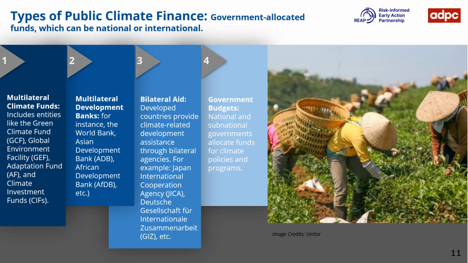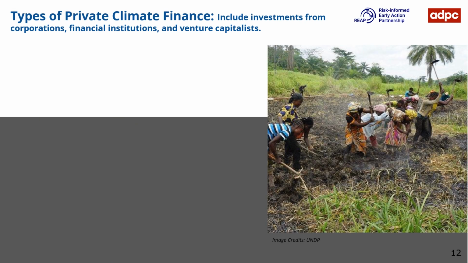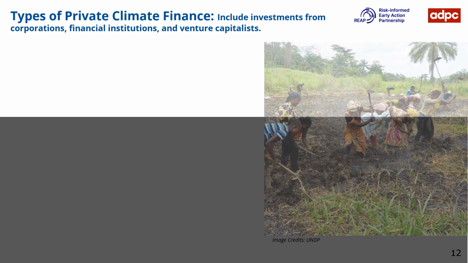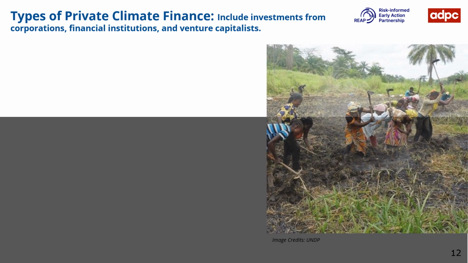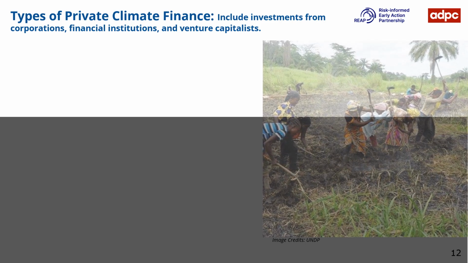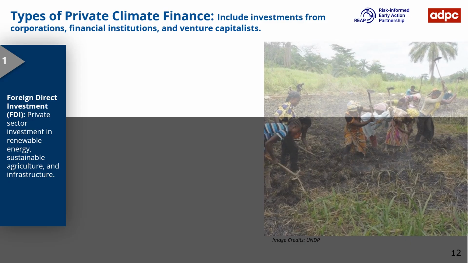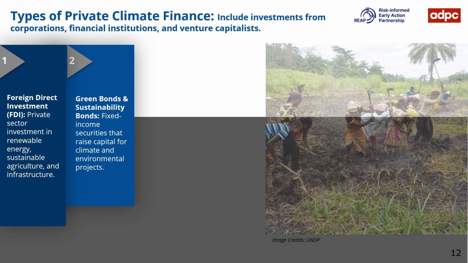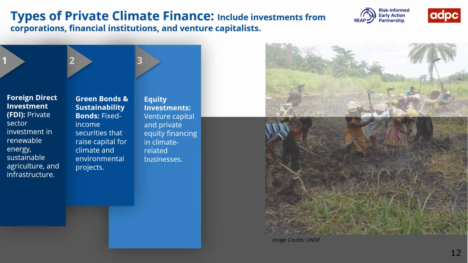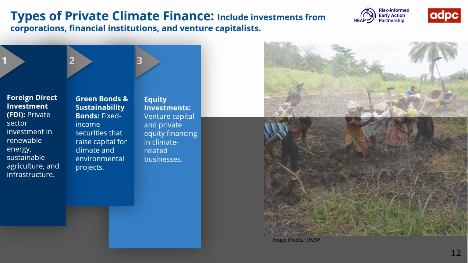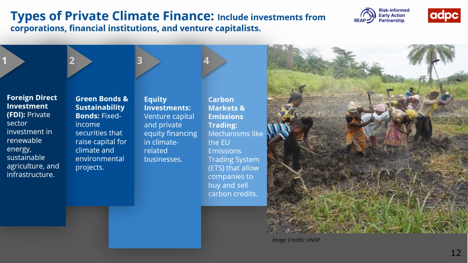Public finance often plays a foundational role because it can support areas where commercial returns are limited but social benefits are high. This is particularly relevant for early warning systems, preparedness, and early action systems. Private climate finance includes investments from corporations, financial institutions, project developers, venture capitalists, households, and capital markets. This may include foreign direct investment in renewable energy, sustainable agriculture, and infrastructure, green and sustainability bonds, equity investment, venture capital, private equity, carbon markets, and emissions trading systems.